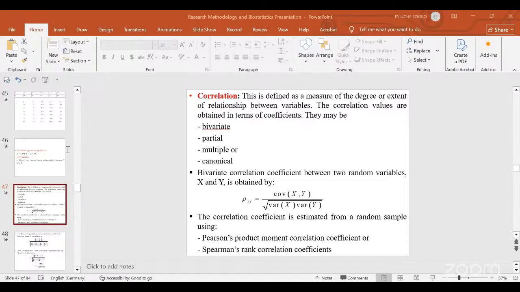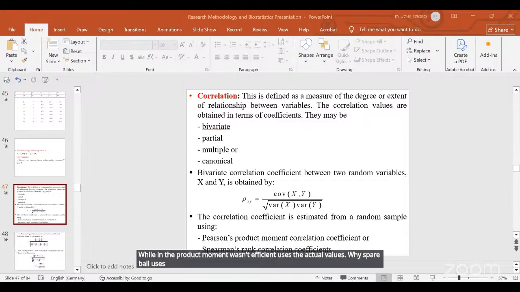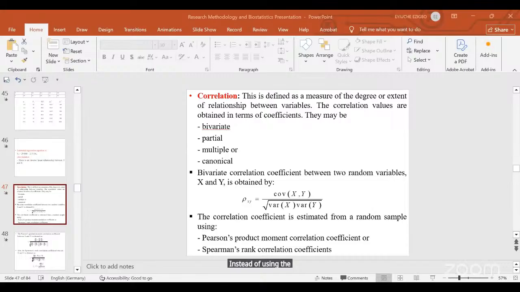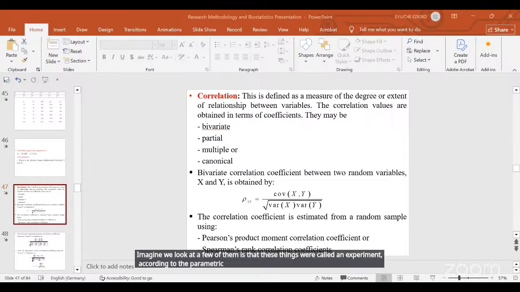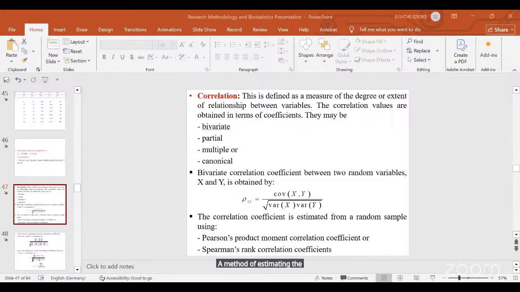While the product moment correlation coefficient uses the actual values, Spearman uses the ranks. Instead of using the actual values, get their ranks and use their ranks. And when we look at the two of them in statistics, we call Pearson's product moment correlation coefficient a parametric method of estimating the correlation coefficient, while Spearman's we call a non-parametric method.